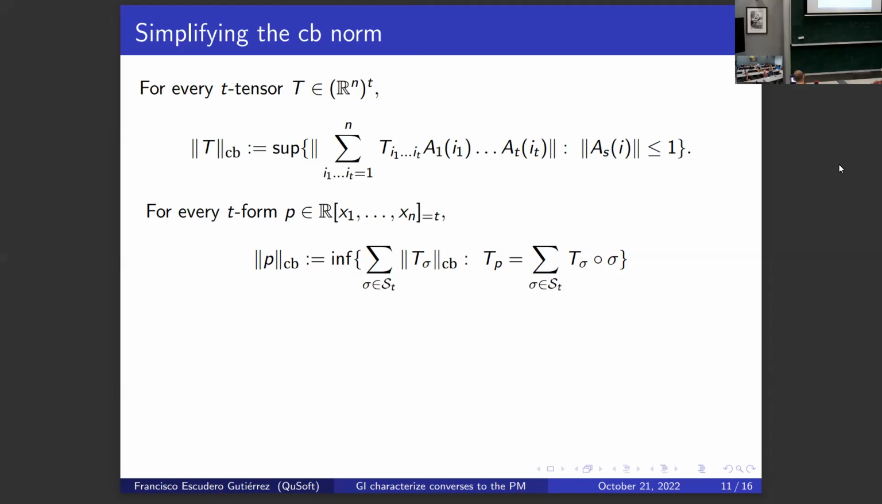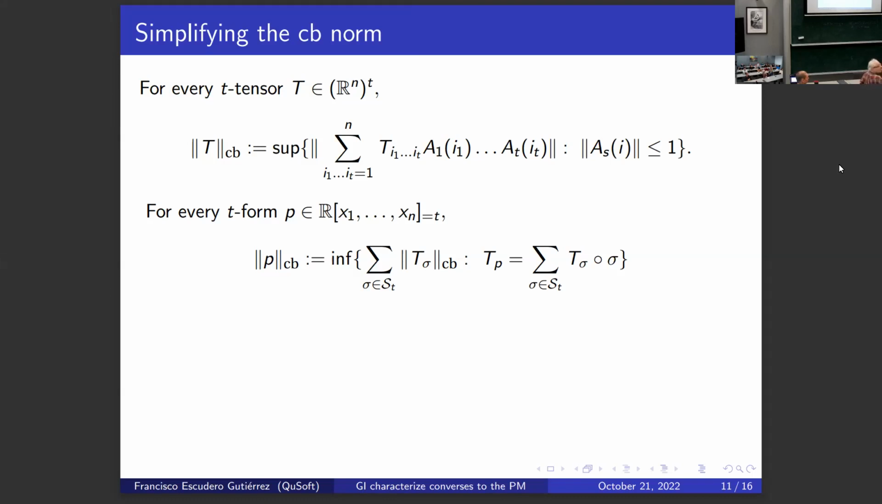T_P, are you just saying T_P is a representation of P? Is that what T sub P means there? Yeah, that is symmetric. The symmetric one. Oh, the only symmetric. Oh, I see. Yeah, so T_P is well defined. You have P, so you have T_P, which is the fully symmetric tensor.